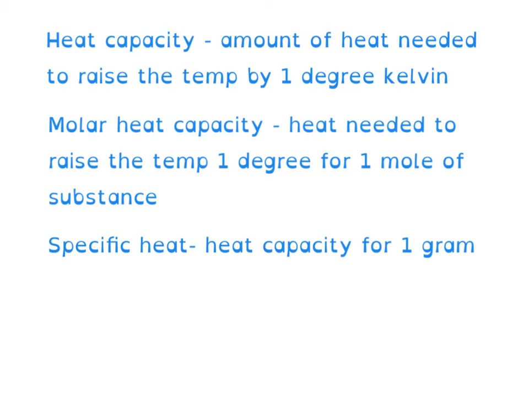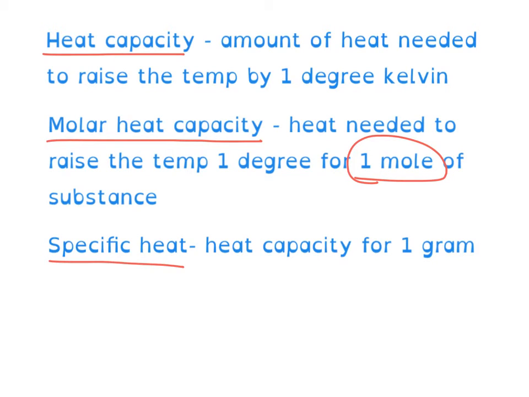Several terms to be aware of. Heat capacity is the amount of heat needed to raise the temperature of a substance by 1 degree Kelvin. Molar heat capacity is the heat needed to raise that temperature 1 degree for 1 mole of substance. And then specific heat is the heat capacity for 1 gram.